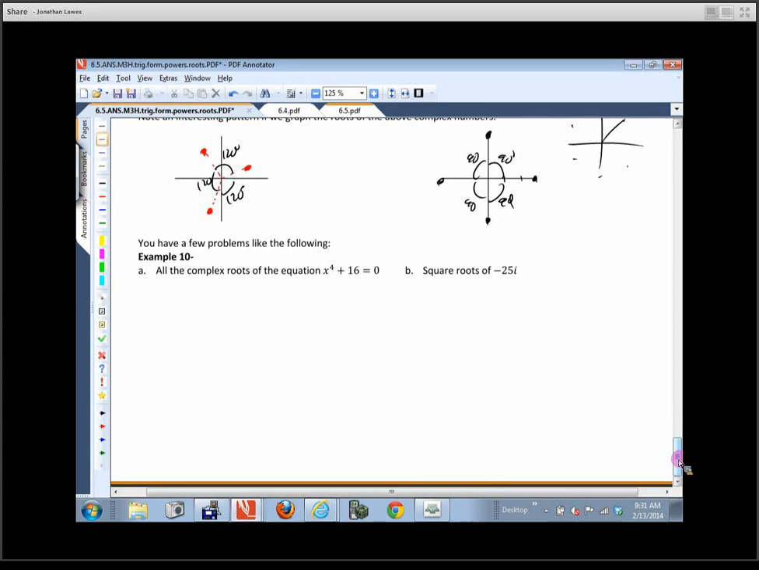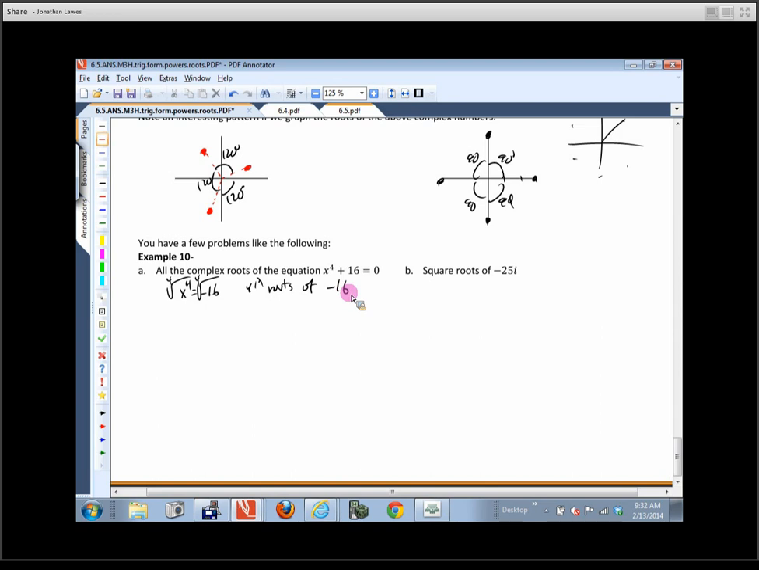It says, find all the complex roots of that equation and all the square roots of this number right here. So sometimes people will look at this and they'll go, wait a minute, this doesn't have anything to do with what we're doing here. This is an equation. It's not a complex number in trig form or anything like that. Well, let's move this over. How would I solve that? I'd take the 4th root of both sides, right? So what I'm doing is I'm finding the 4th roots of negative 16.